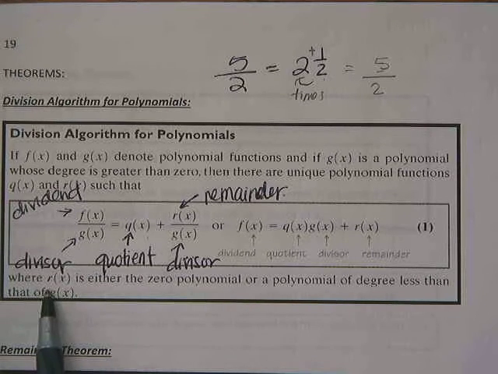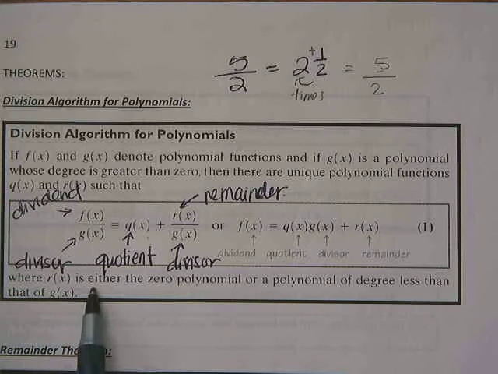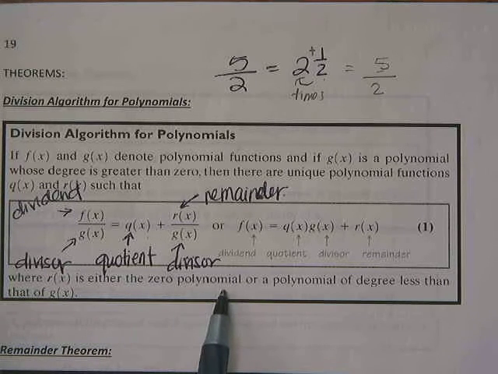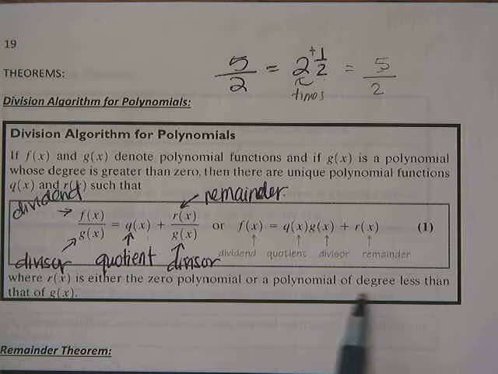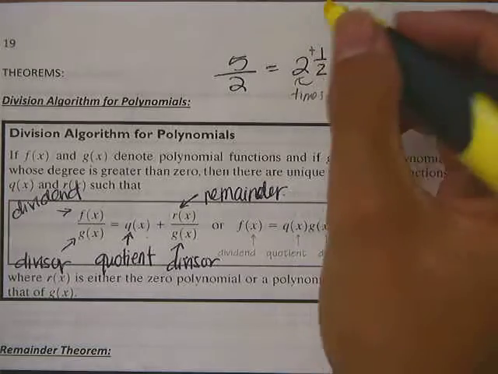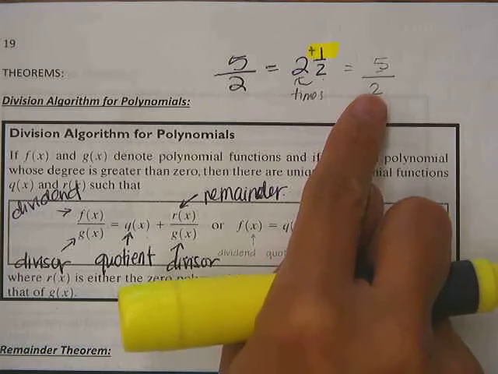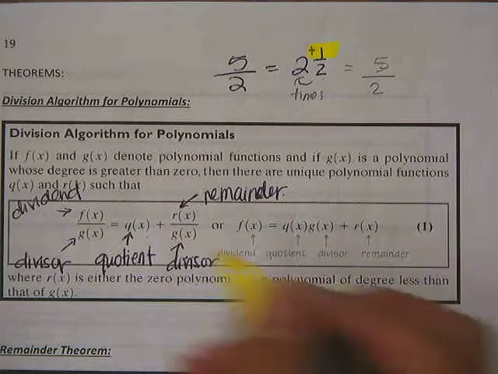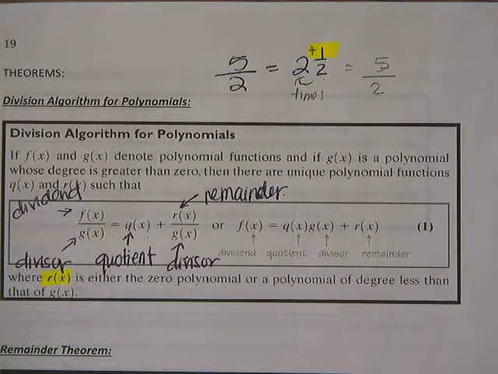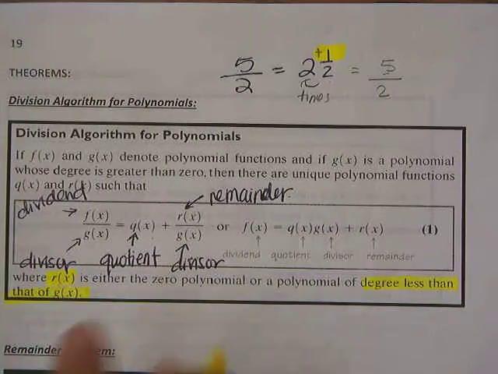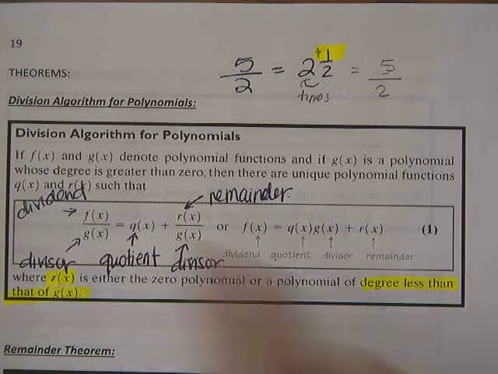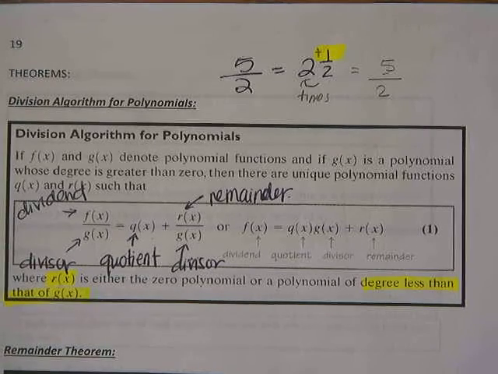Now, it also says here, the remainder, look at this right here. The remainder is either the zero of the polynomial or a polynomial of degree less than that of g of x. So what that says is, if you have a remainder, it cannot be larger than your divisor. If you have a remainder, your degree must be less than your divisor. Okay, remainder theorem. We're moving on up.